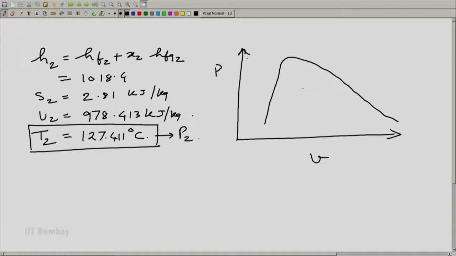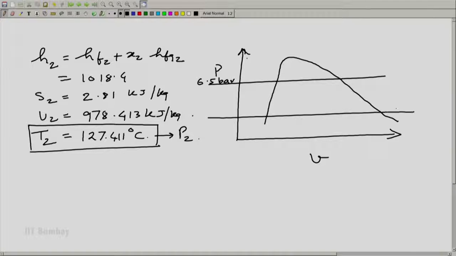So the point 1 is, let us say, 6.5 bar, and because the process is from 6.5 bar to 2.5 bar, this is 2.5 bar, and the process is constant volume. x is around 0.545 in the first case. So this is my point 1, and if I come down vertically, this is going to be point 2. So this is 1 to 2, the process takes place at constant volume.